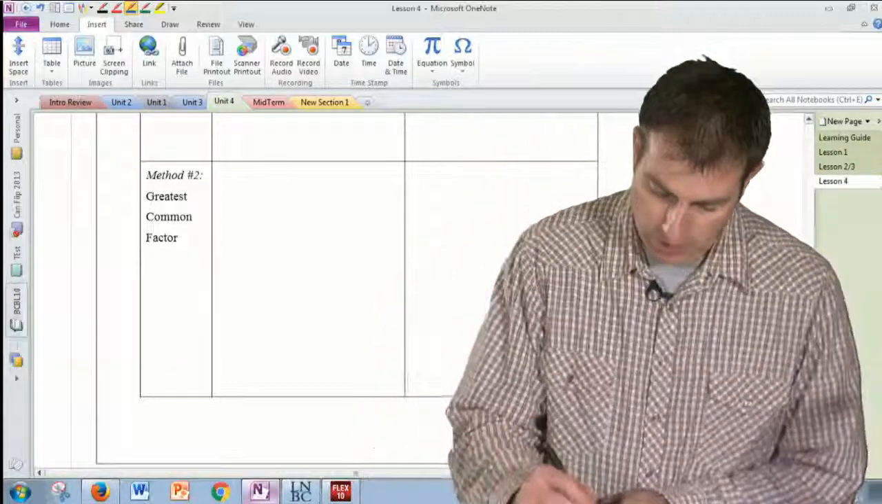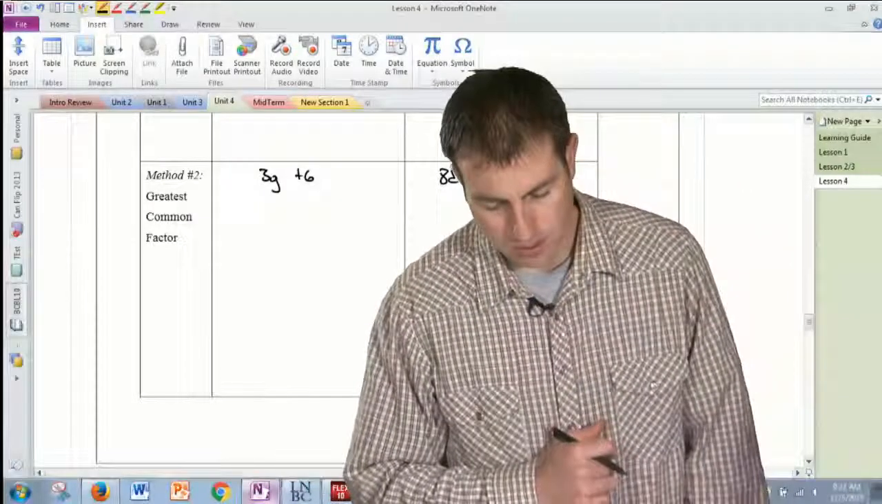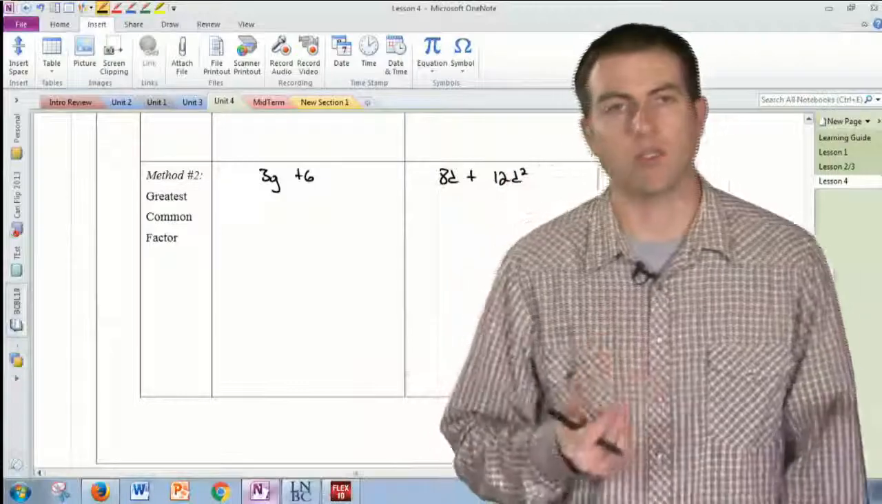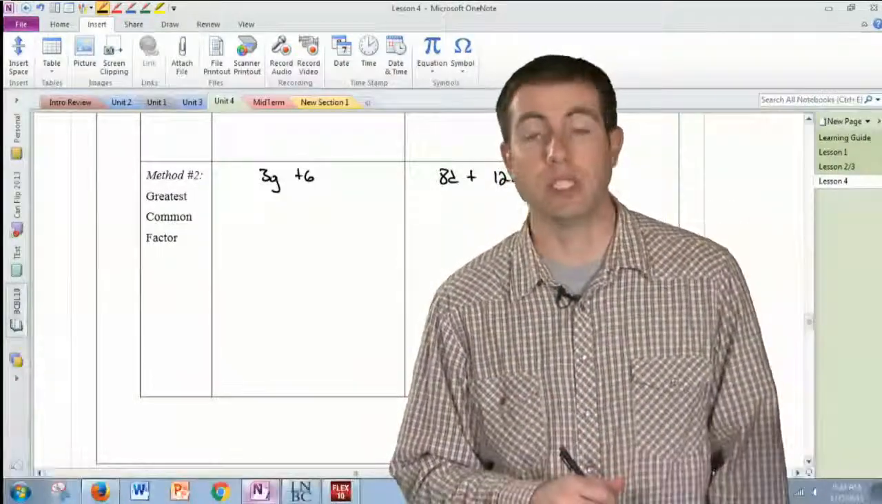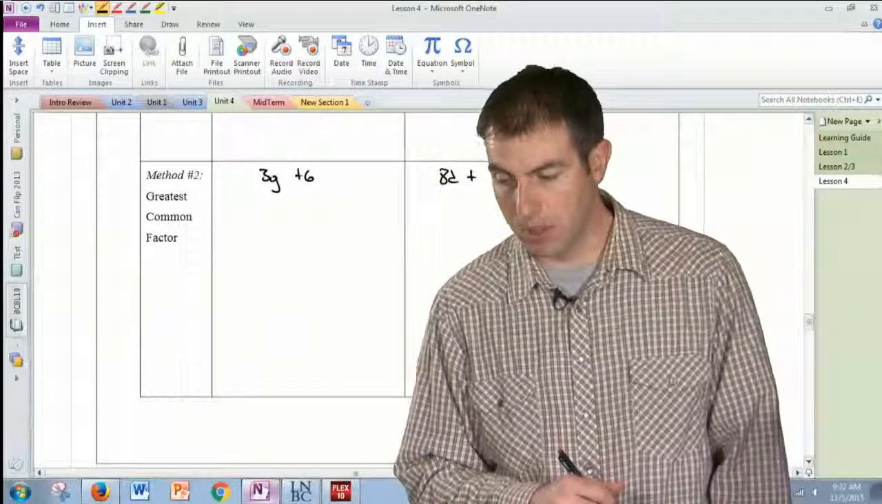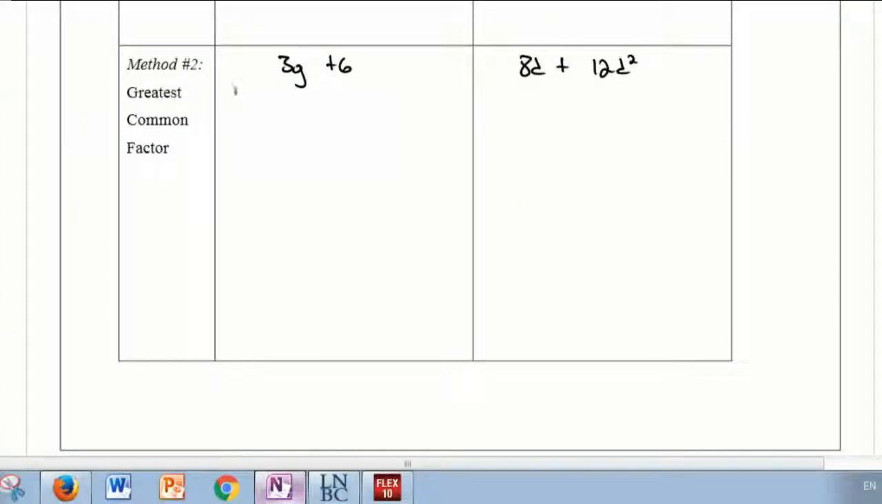So I'm just going to rewrite the question here because I can't see it on my screen. I have 3g plus 6, and then over on this side I have 8d plus 12d squared. So these are the questions that I'm starting with. So the first one in method 2, first column here, 3g plus 6. I need to think about the terms that I'm dealing with here. So what I'm going to do is factor each term.